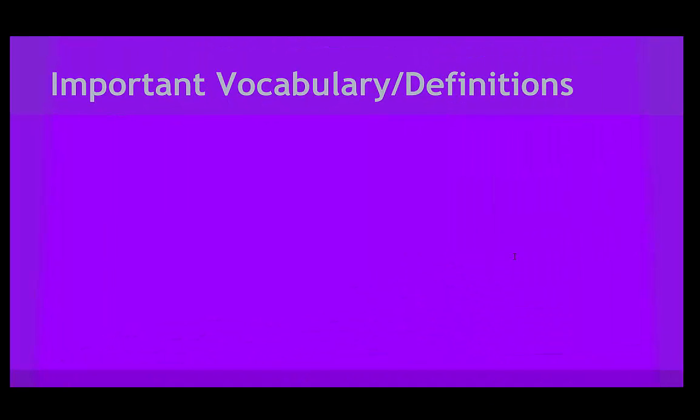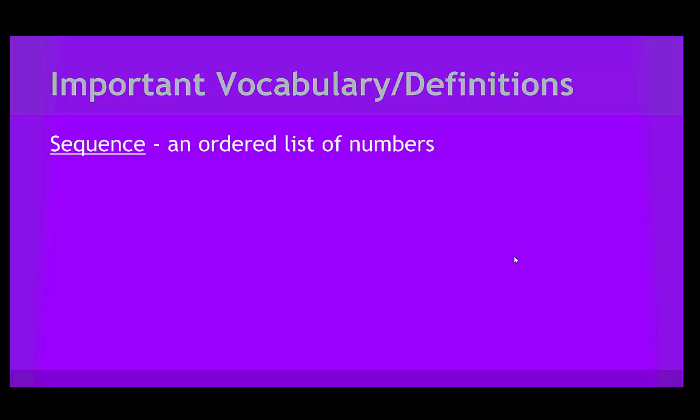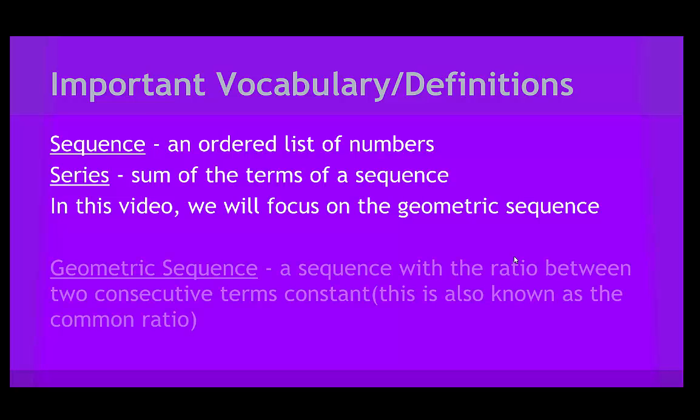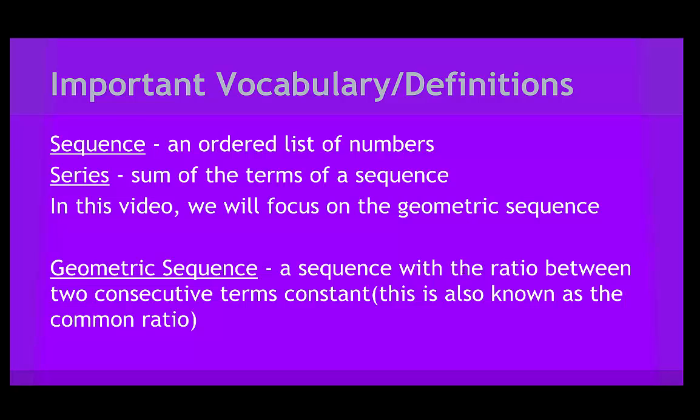Once again, before we move on, I will need to review some important vocabulary. A sequence is an ordered list of numbers, and a series is the sum of the terms of a sequence. Of course, in this video, we will focus on the geometric sequence. A geometric sequence is a sequence with the ratio between two consecutive terms constant. This is also known as the common ratio.